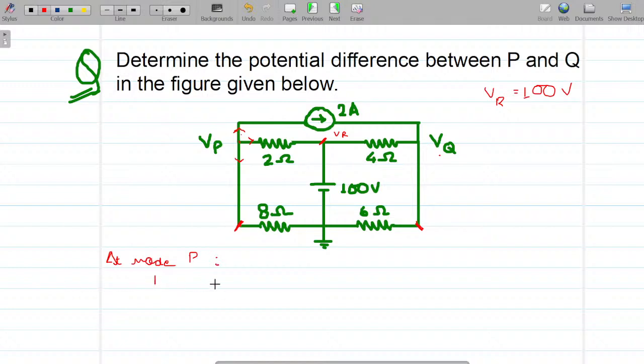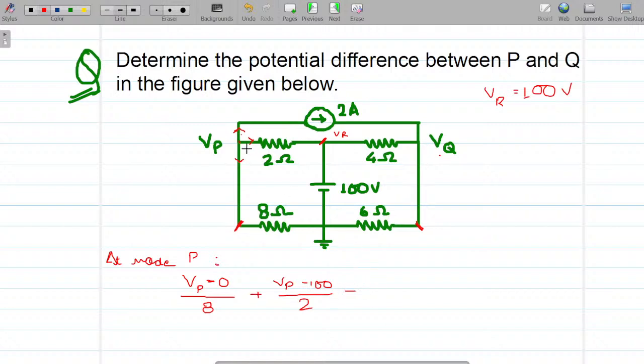Vp, because we are assuming outgoing current, so P will be at a higher potential minus, what is the potential here? It is 0, Vp minus 0 upon 8, right? Plus, tell me, Vp minus Vr. Now what is Vr? Vr is 100 volts. So can I directly replace it as Vp minus 100 upon 2? See, this would signify what? The current in the 2 ohm branch, right?